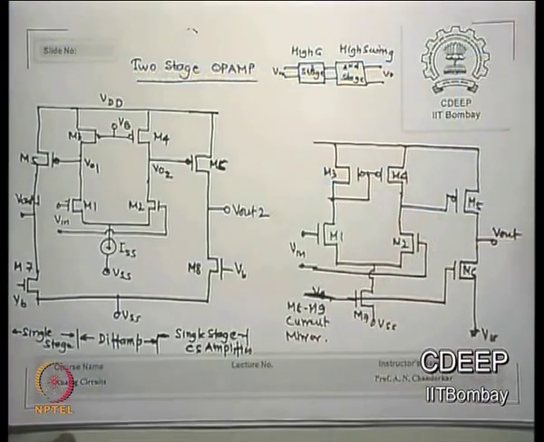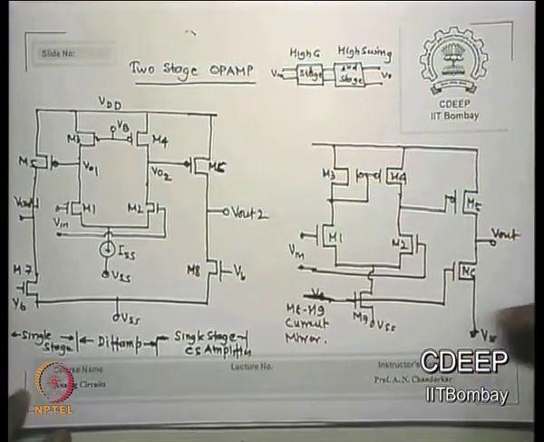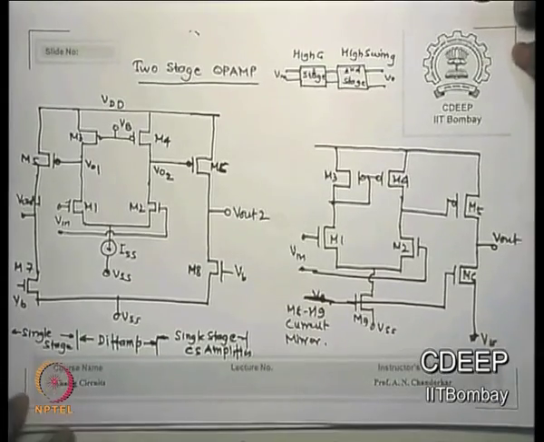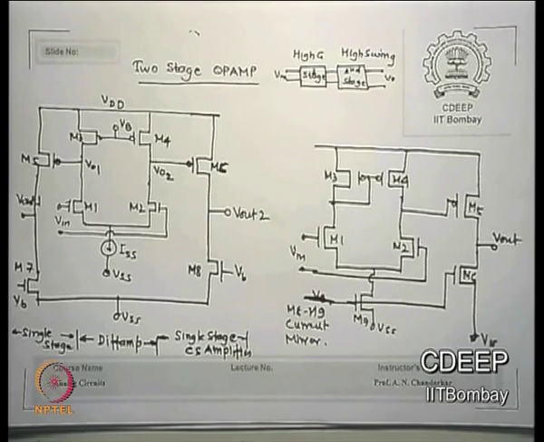We were looking for all these days at the difference amplifier. We have looked into the response. We also looked into feedback. The first and foremost integrated circuit available in the market for amplification is called the operational amplifier. A typical circuit is shown here.